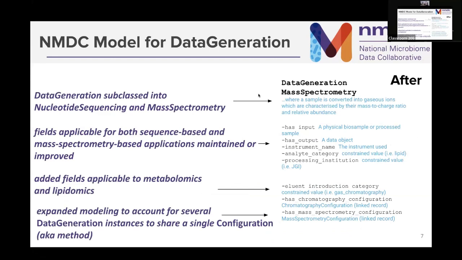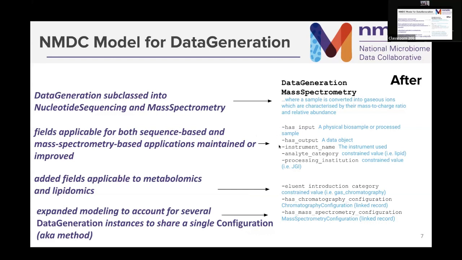So now I'm moving to the after side. This is how we've remodeled this aspect of the metadata so we can capture more complete information. The first thing we did is we subclassed. And so now all of our data generation are either that of nucleotide sequencing or mass spectrometry. This also enables us to expand if we want to expand further. So we could start incorporating NMR-based data generation, which would also have a different set of metadata that we would need to capture.